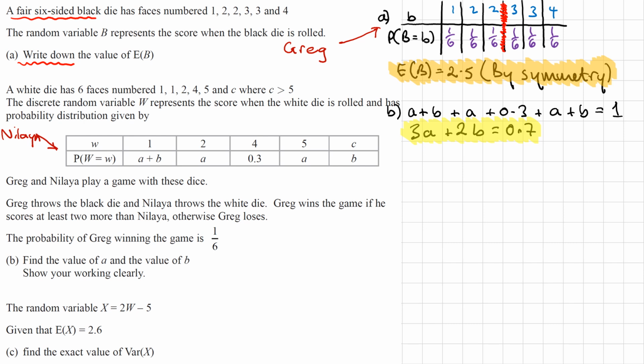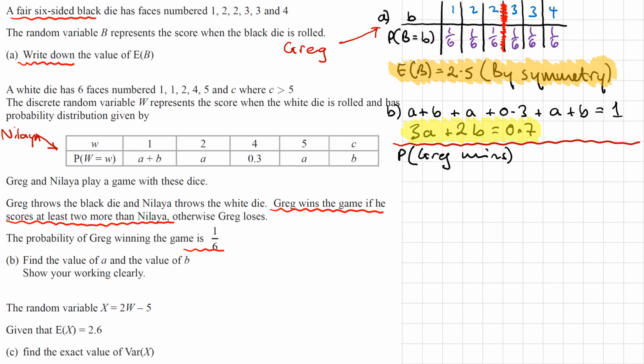Now to find the second equation, I need to use this information about Greg winning. He will win if he scores at least 2 more than Nalia, and I know the probability of Greg winning. Okay, so let's write that down. The probability Greg wins is equal to 1/6. Now let's work out when Greg is going to win. So I'm going to do a little table here: Greg and Nalia.